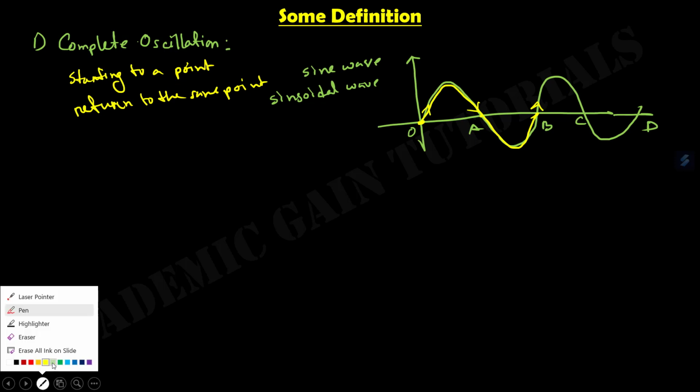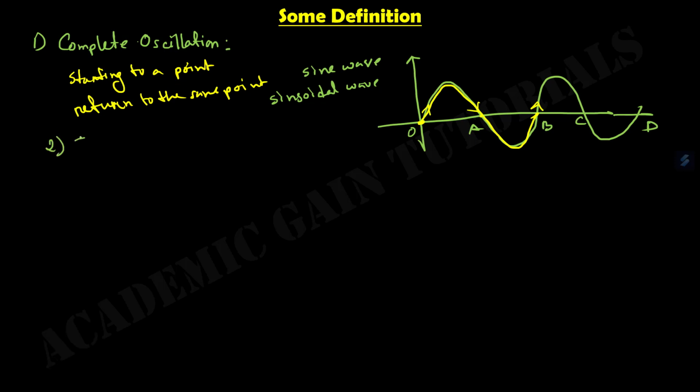Then our second term is time period. What is time period? The time taken for a complete oscillation is called the time period. So the time taken by this wave from O to B is known as our time period T.